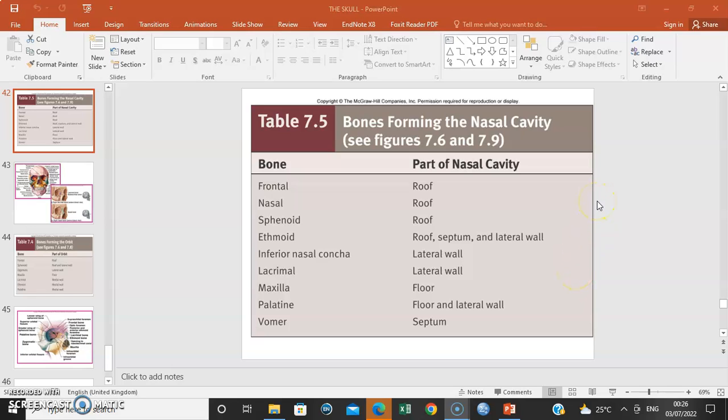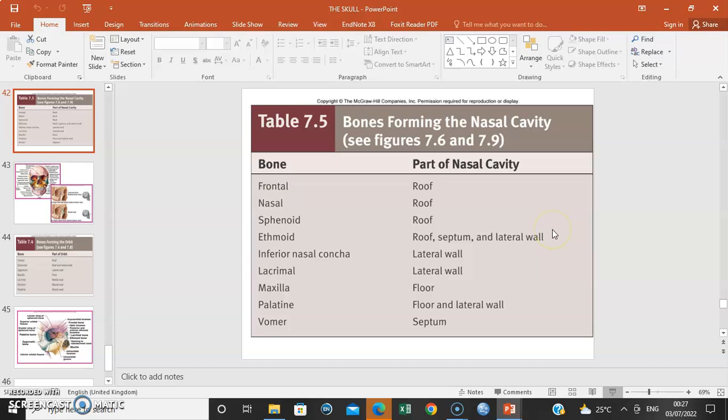Minde. Just to conclude the lecture series, Carl, we just need to know which bones form the nasal cavity and which bones form the orbit. So the roof of the nasal cavity is from frontal, nasal, and part of sphenoid, and the ethmoid.